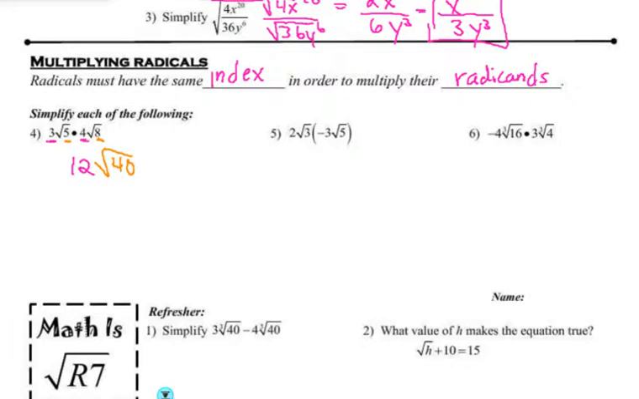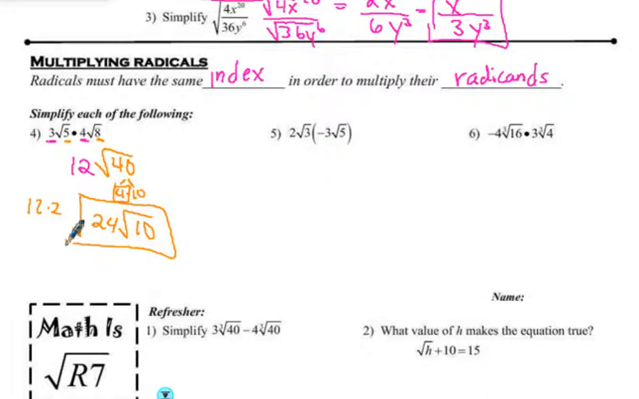So I can see, can I simplify 40? Is there a perfect square that goes in? I can break it down into 4 times 10. 4 is my perfect square. Bring one of those 2's on out. So on the outside, I'm going to have 12 times 2, which is going to be 24. And on the inside, you're just going to have the square root of 10. So that would be your answer.